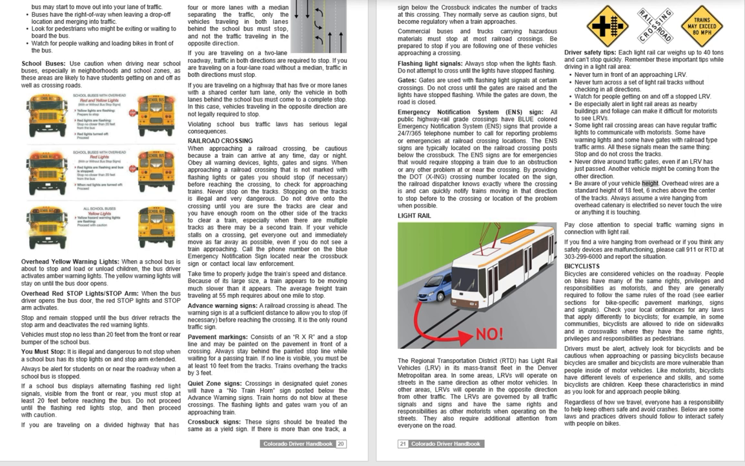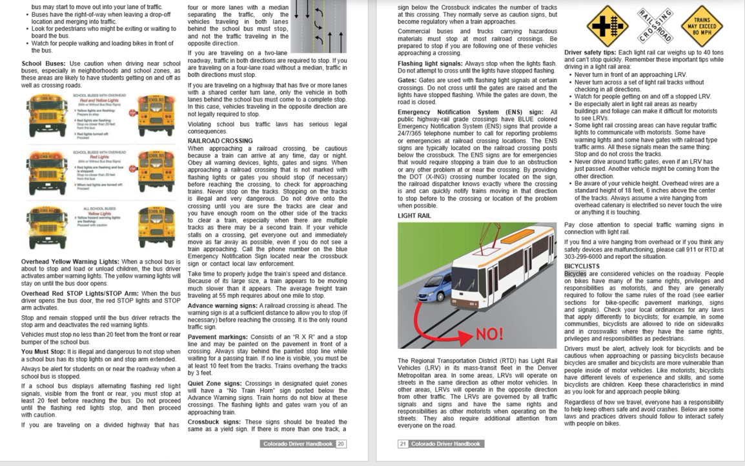Be aware of your vehicle height. Overhead wires are a standard height of 18 feet, 6 inches above the center of the tracks. Always assume a wire hanging from the overhead catenary is electrified, so never touch the wire or anything it is touching. Pay close attention to special traffic warning signs in connection with light rail. If you find a wire hanging from overhead or if you think any safety devices are malfunctioning, please call 911 or RTD at 303-299-6000 and report the situation.